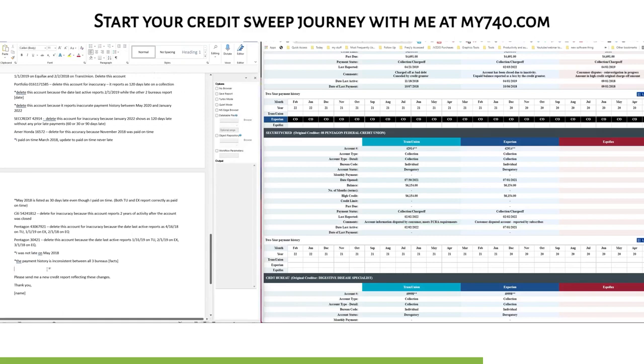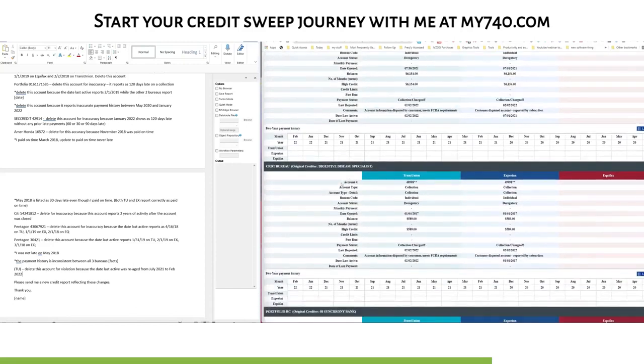So specifically for TransUnion, we would say delete this account for violation because the date last active was re-aged from July 2021 to February 2022. All right, go to the next one.